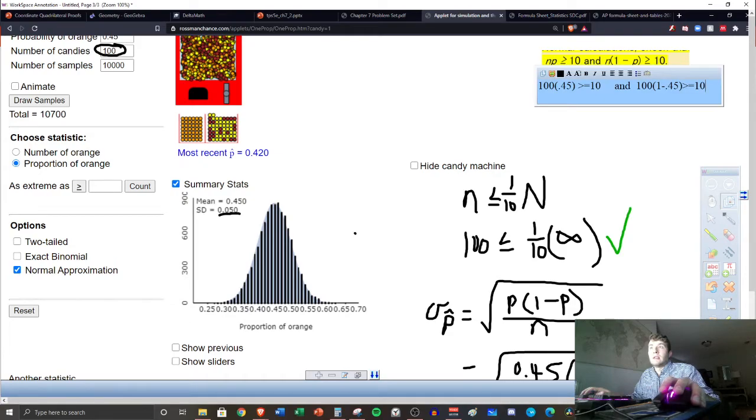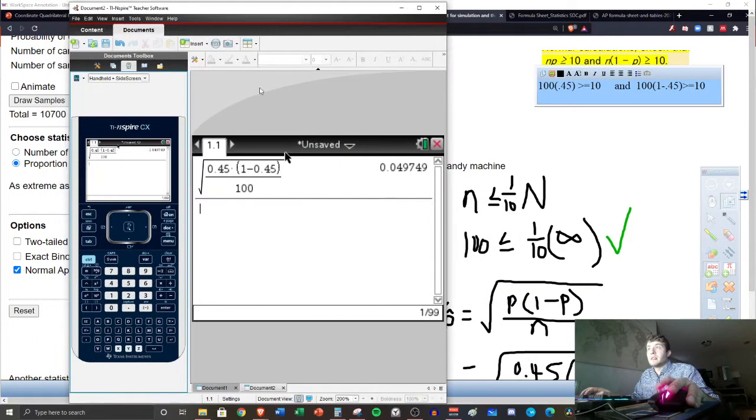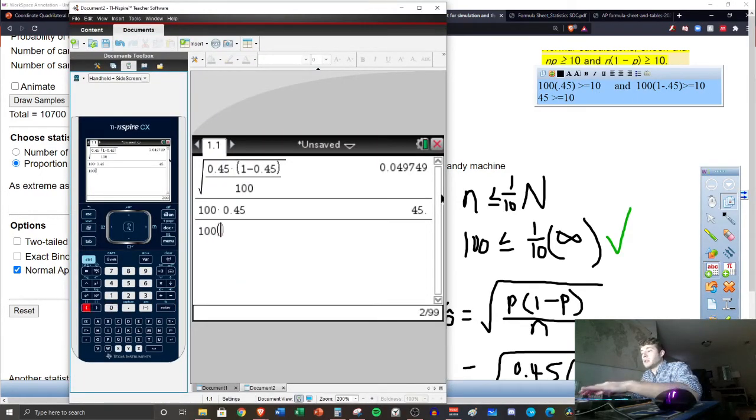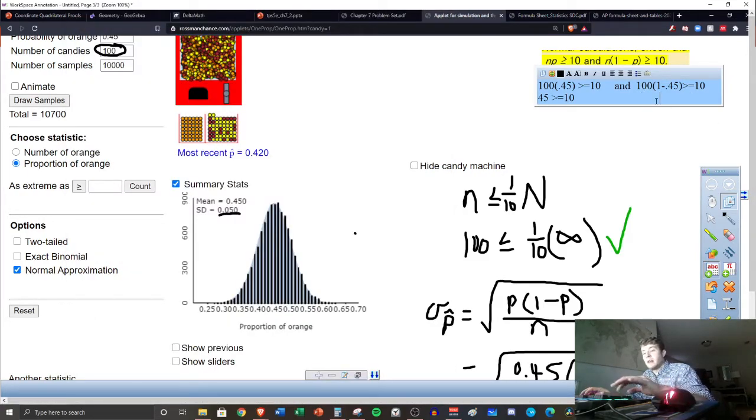All right, so let's see what we get when we do this. We're going to do 100 times 0.45. That's 45, and that is greater than or equal to 10, so we got it. And then we'll do 100 times 1 minus 0.45, which is just 55%, so it's 55. Back over here, that is 55, which is greater than or equal to 10.